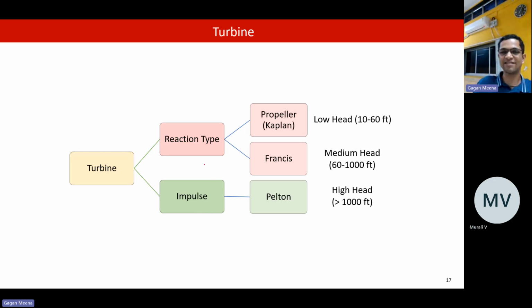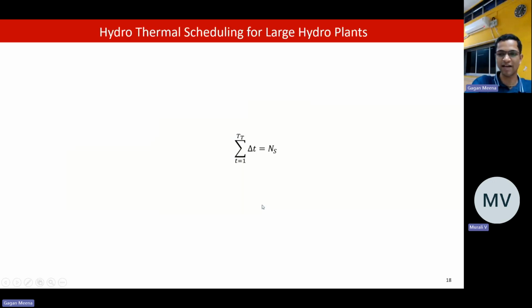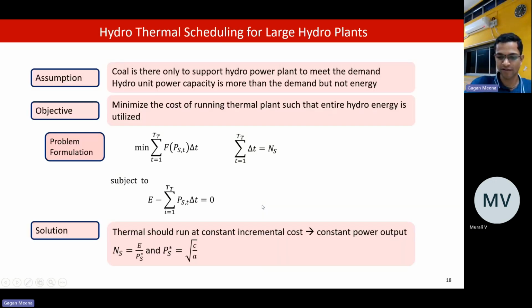But in reaction turbines, the mechanism is a little different. These are of two types: the propeller, and its advanced version, the Kaplan, which has higher efficiency than the propeller. These are used for low head, Francis is used for medium head, and Pelton is used for high head.